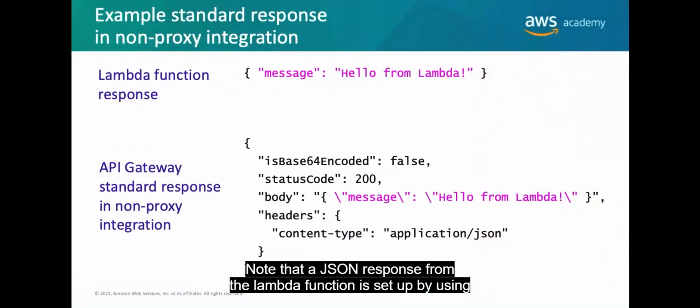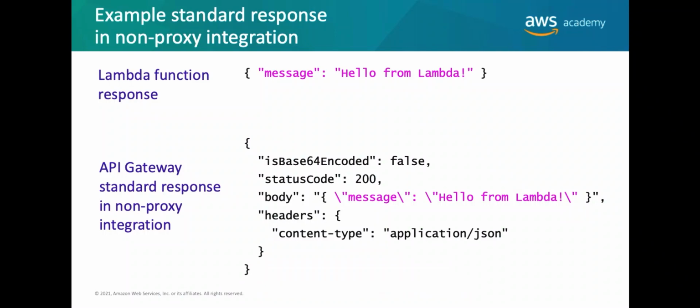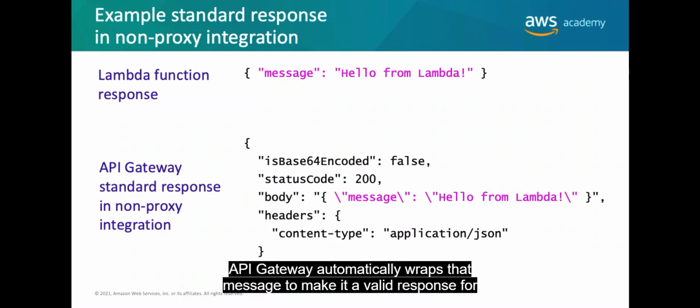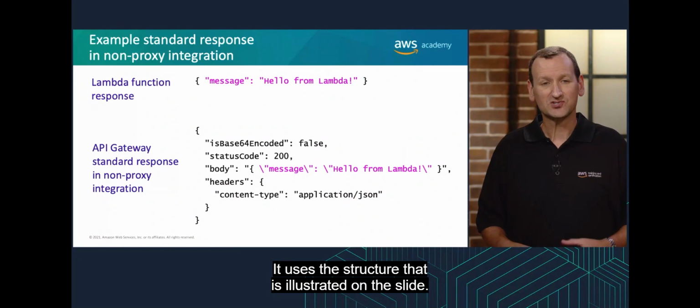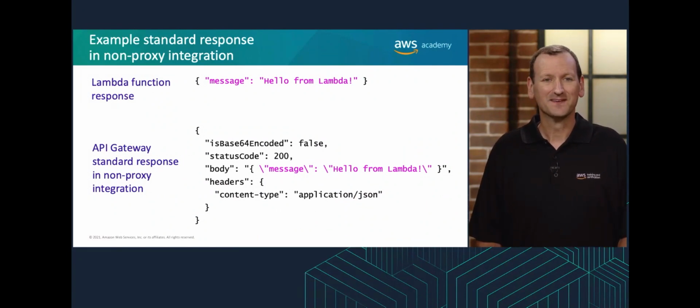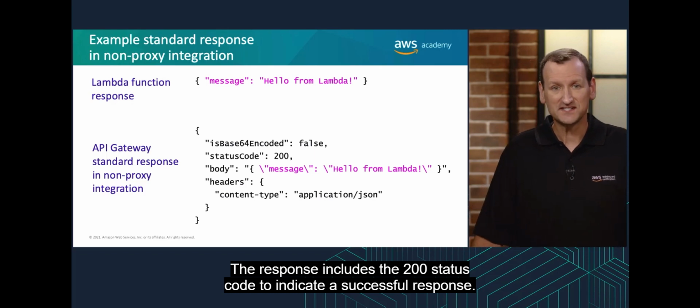This example shows a non-proxy or custom integration between API Gateway and a Lambda function. Note that a JSON response from the Lambda function is set up by using the Lambda console to test the function. API Gateway automatically wraps that message to make it a valid response for a browser or client that understands HTTP. It uses the structure that is illustrated on the slide. The response includes the 200 status code to indicate a successful response.